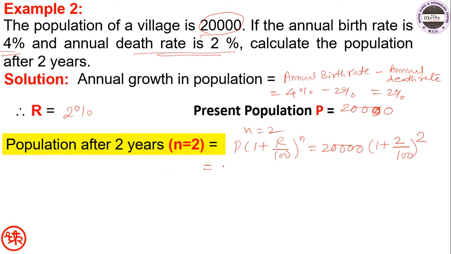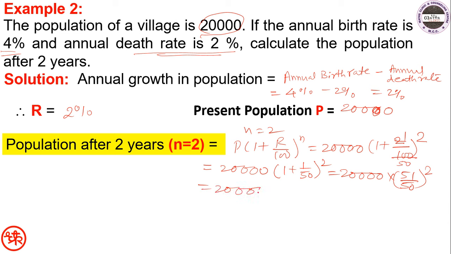So it is equal to 20,000 into (1 plus 1 by 50) raised to the power 2. 2 into 1 by 2, this is 50. That is equal to 20,000 into (51 by 50) squared. That is equal to 20,000 into 51 into 51 upon 50 into 50. Is that clear? Now this 20 will get cancelled with this 20. 5 5s are 25, and 25 8s are 200.